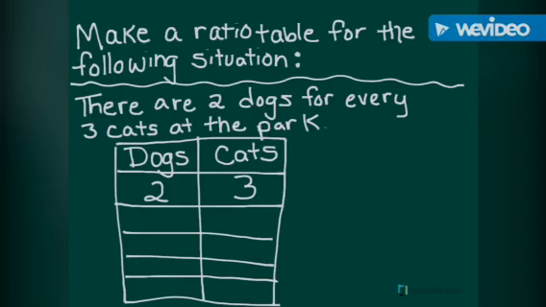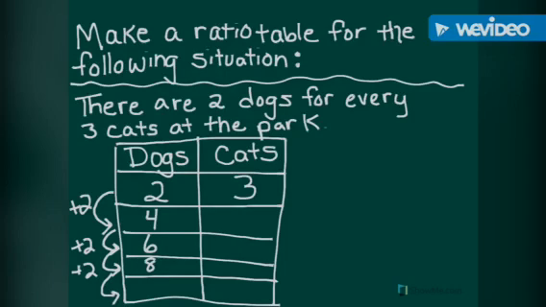So, if I start out with my dog side, I know that I'm going to be increasing at a unit rate of +2 each time. 2 plus 2 is 4, plus another 2 is 6, plus another 2 is 8, and plus another 2 is 10. So here we have our dogs column.